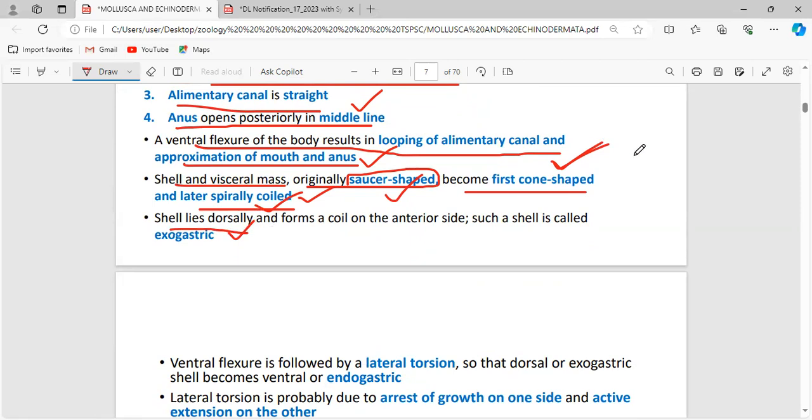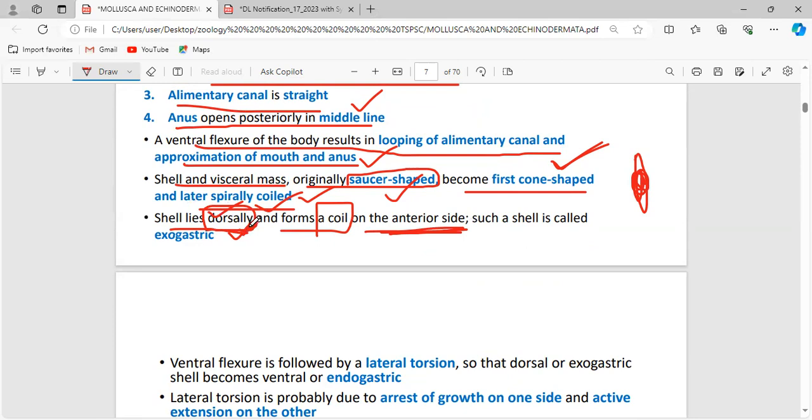Now, the shell lies dorsally. Initially, see, consider this as an organism. This is the upper side. The upper side is said to be the dorsal. Initially, the shell lies on the dorsal side and forms a coil on the anterior side. Just make a note of it, okay? See, initially the shell lies on the dorsal side.